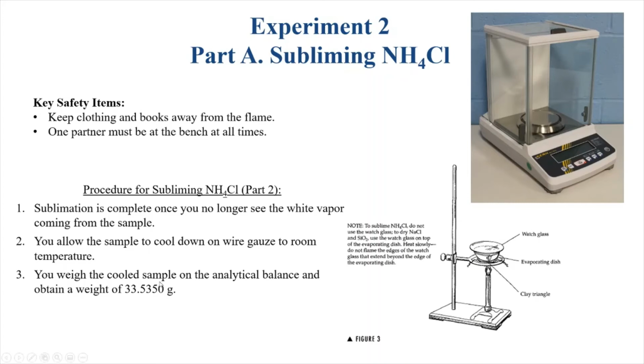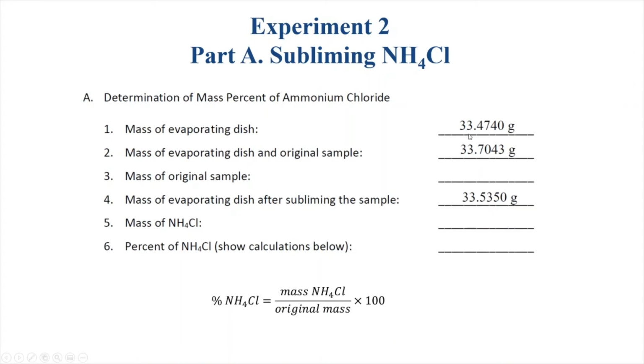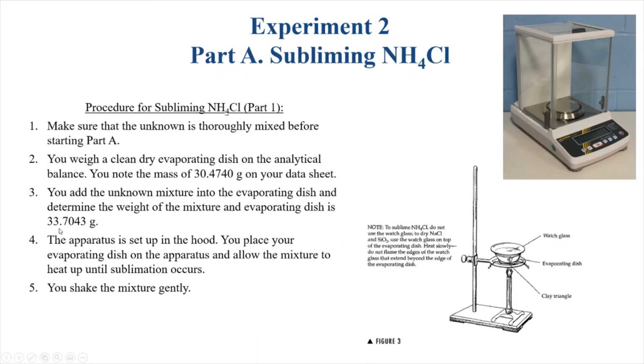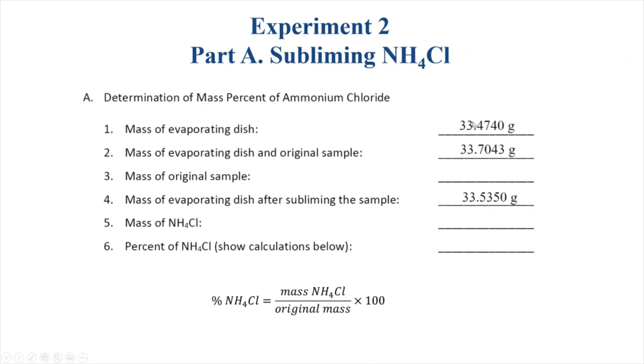And then you're going to weigh the cooled sample on the analytical balance, and you're going to obtain a weight of 33.5350 grams. So now let's take a look at the data sheet. We started with our evaporating dish with nothing in it, at 33.4740 grams. We added our original sample containing all three components, and we get a mass of, oh, I have to fix that. I'm sorry, this should have been 30.4740 grams. Your data sheet will be corrected. So in this case, just know that this should have been a 30 and this should have been a 33. I will correct that on the data sheet.